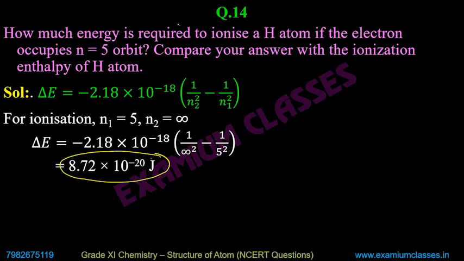Sir, I think that in this question, the transition is made from the lower orbit to infinity orbit. So since the electron is going from the lower orbit to higher orbit, there will be gain of energy, sir. But sir, it will be negative. Sorry, sir.